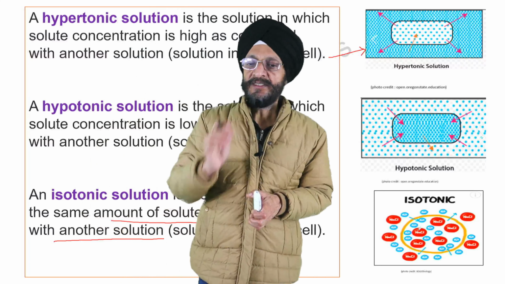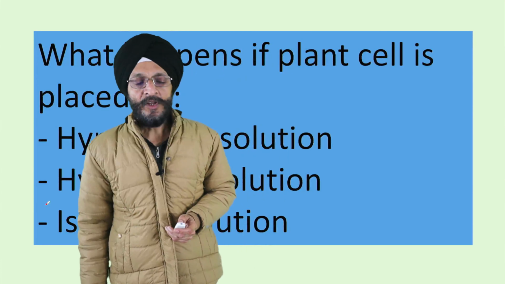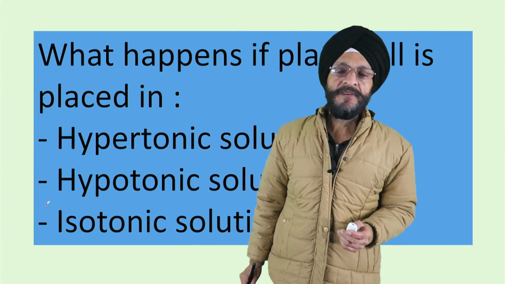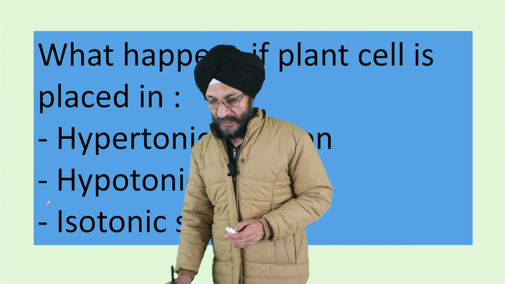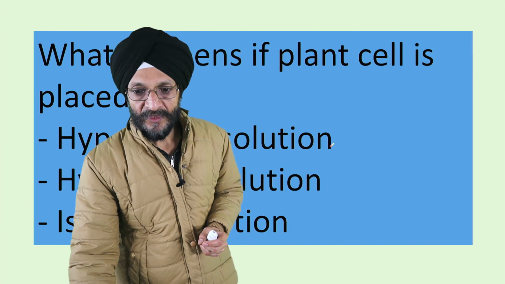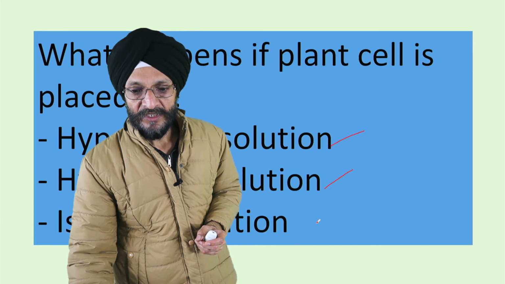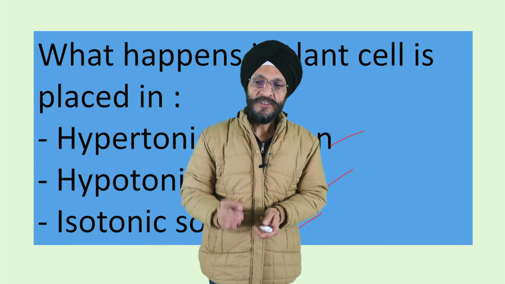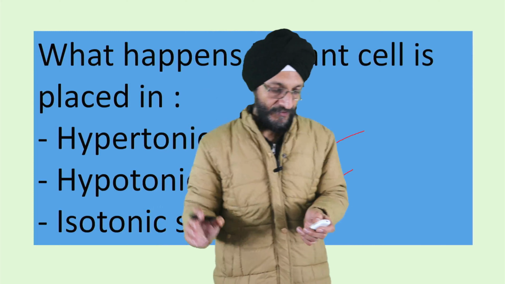So whenever we are talking about hypertonic, hypotonic and isotonic solution, we are talking about the solution which is outside the cell. Now the next topic before us is what happens if the plant cell is placed in hypertonic solution, hypotonic solution and isotonic solution. These are three different situations. We will discuss them one by one.